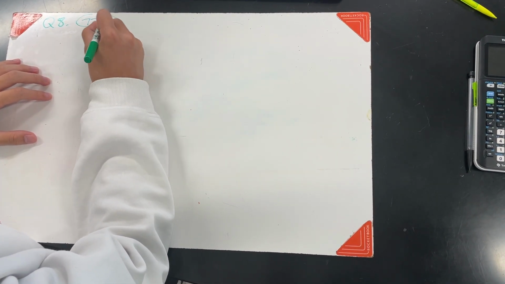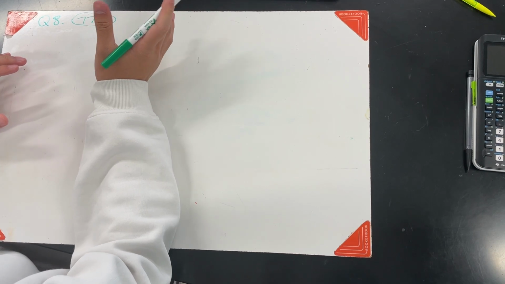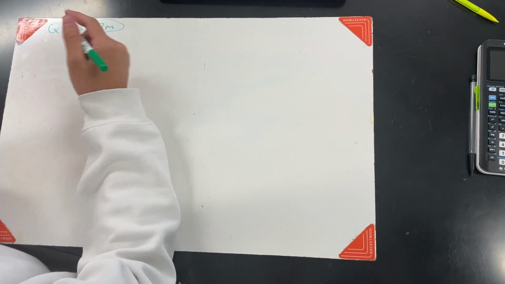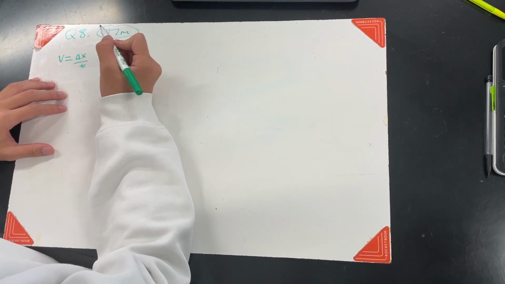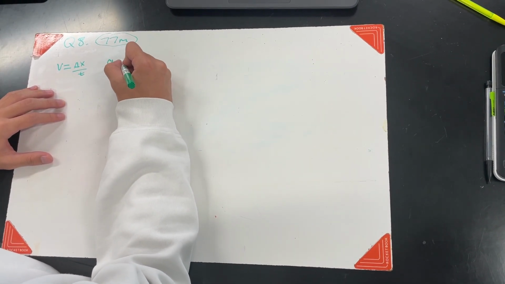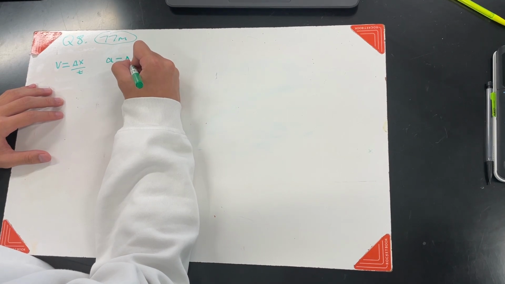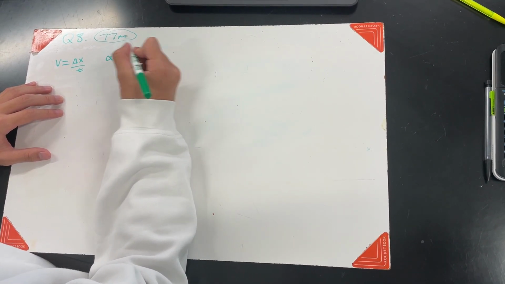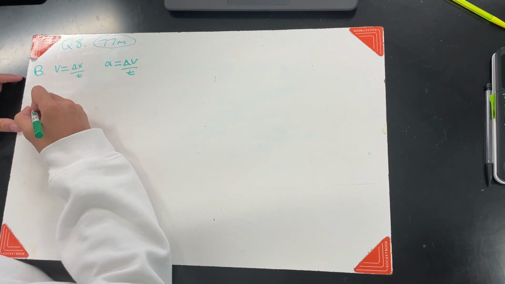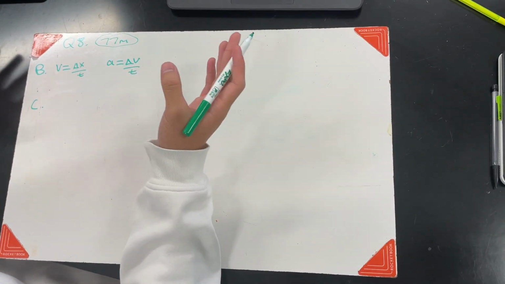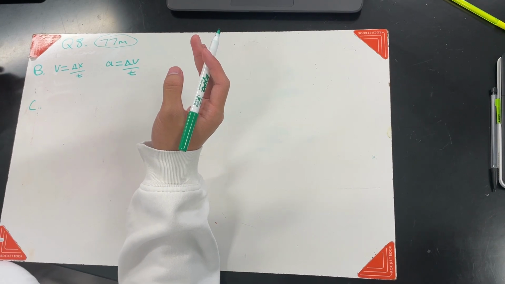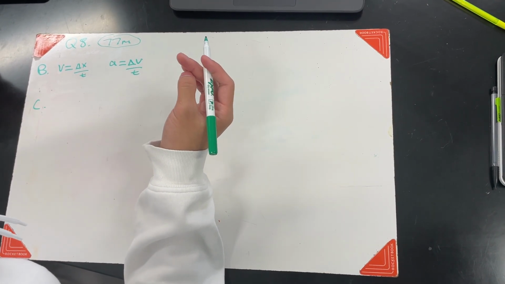This is our answer. So the basic physics principle that we're using is that velocity is equal to the change in position over time, and then acceleration is equal to change in velocity over time. Alright, now in order to solve this problem, we need to first figure out the change in position.